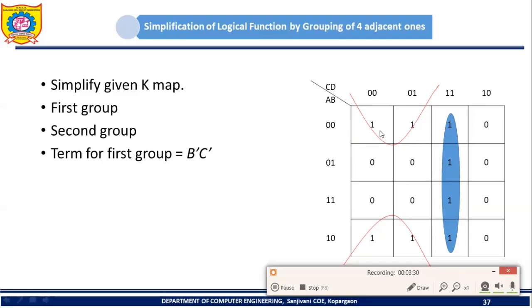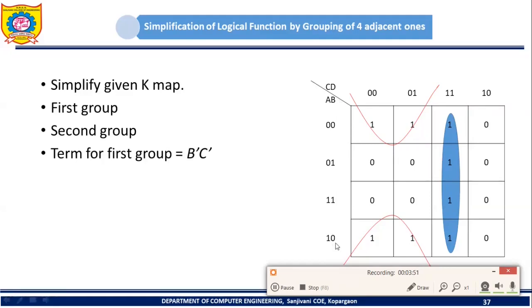So while writing terms for each group, what you have to do? You have to check how many literals are changing, how many variables are changing for that group, and how many variables remain constant. So you should discard those variables which are changing. So for this group, tell me which variables are changing. So here see, here A is 0, here A is 1. So A is changing, discard it.